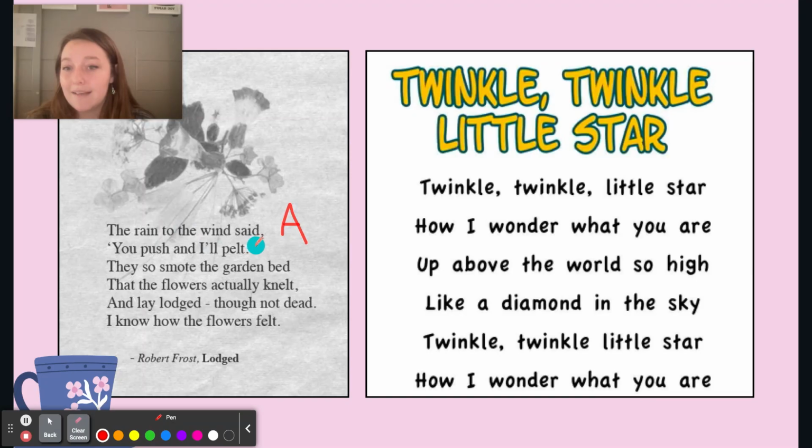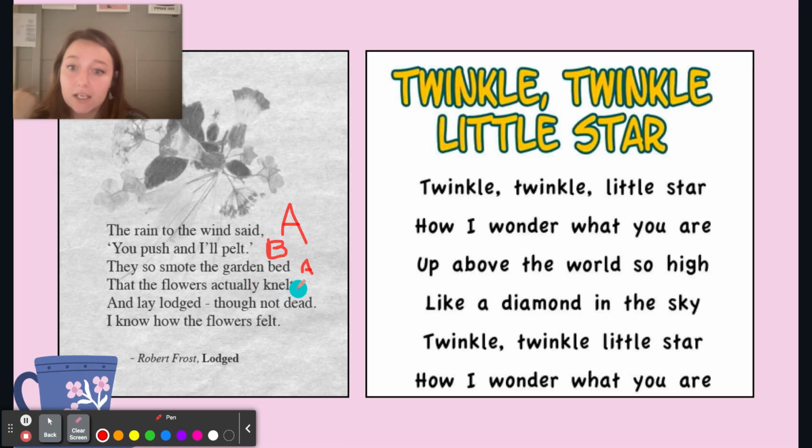Now, when we look at that next line, pelt and said don't rhyme. So we need to give pelt a new letter. We give it the next one in the alphabet, B. But when we look at the last word of the next line, bed, it does rhyme with said. So what letter are we going to give it? A. Remember, rhyming lines will get the same letter.